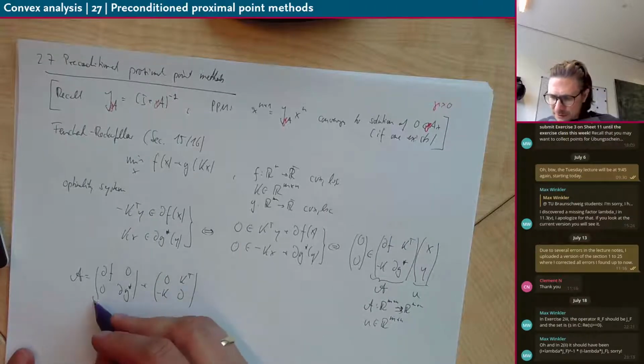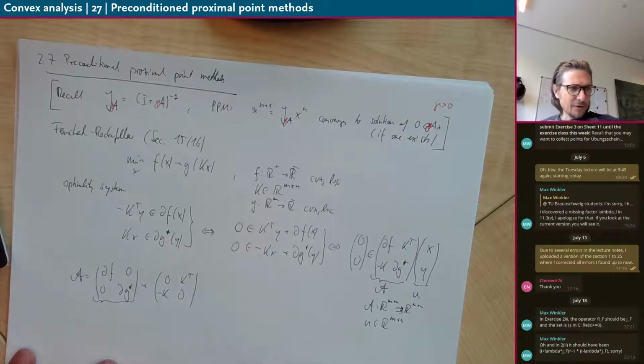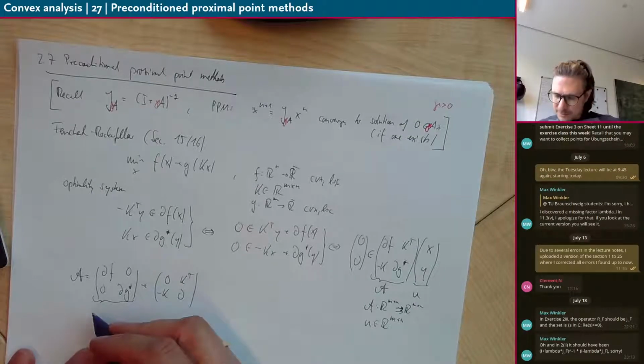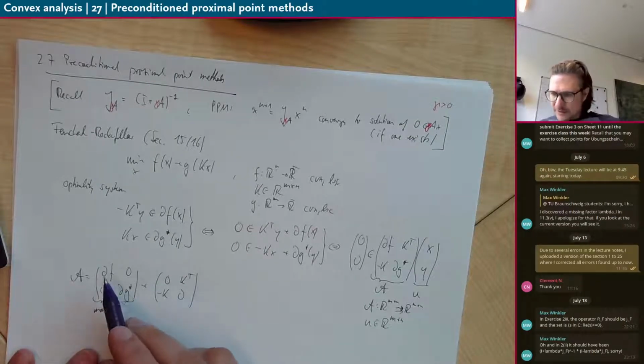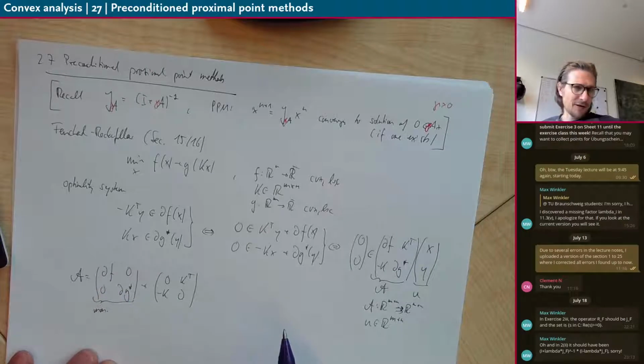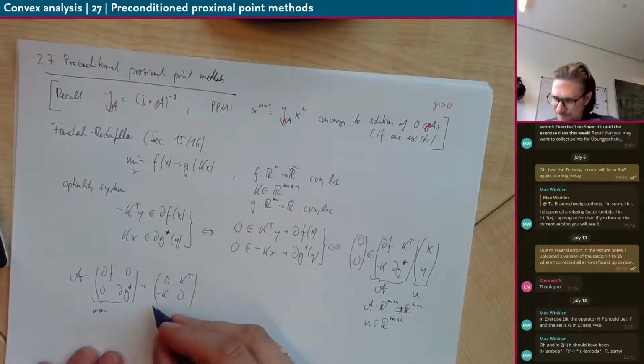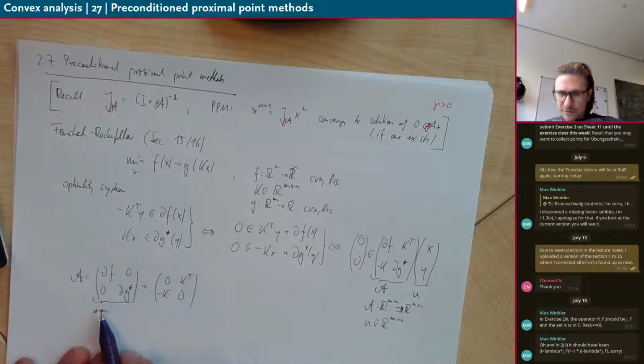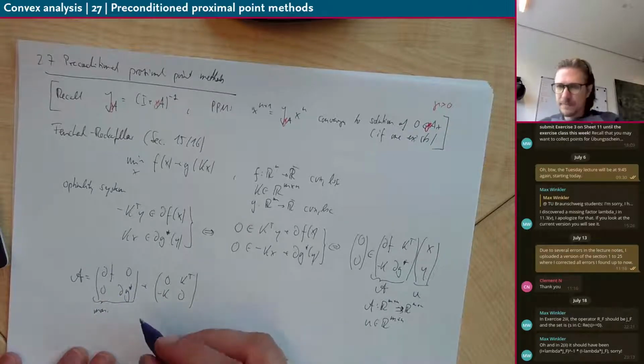So this here is monotone, even maximally monotone, since these operators on the diagonal are monotone. If you just concatenate operators on the diagonal that are monotone, then you get a monotone one. The same holds true for maximally monotone ones, since subgradients are monotone.